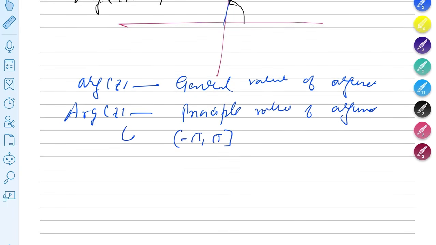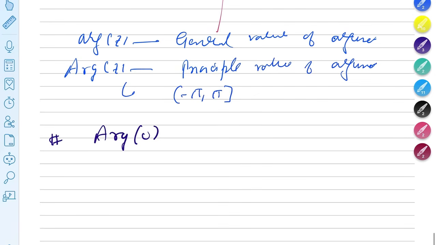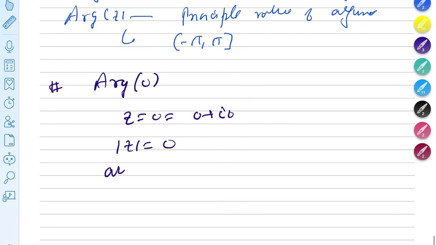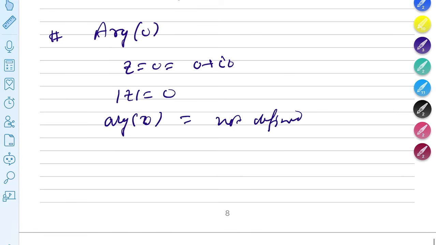One important thing is the argument of 0. Let's write it down; we will see it next time, but let's say argument of 0. z is equal to 0 means 0 plus i0. The modulus is 0, but what is the argument of 0? The principal argument or general argument of 0 is not defined. Argument of 0 is not defined.